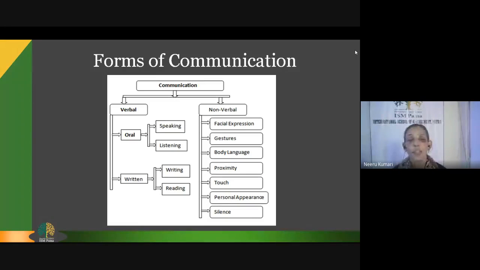Whenever we talk about the body, or when I say body language, it's all about how you carry your body: how you walk, how you stand, how you sit, how you bend, how you present your complete body. This is called body language.